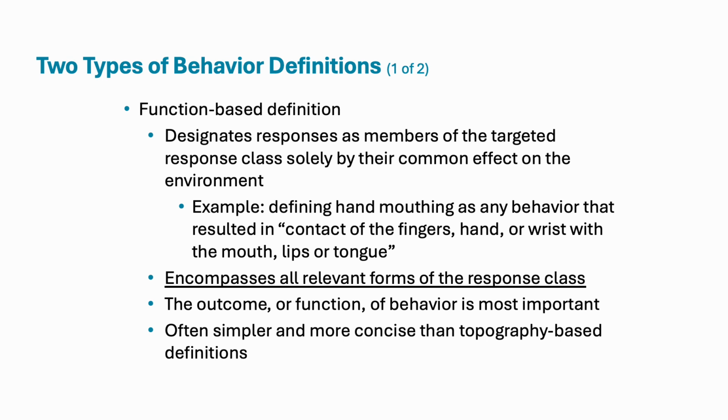Function-based definitions often tend to be simpler and more concise than topography-based definitions. Whenever possible, we try to define our behaviors using function-based definitions, but we don't always know the functions of behavior, and this makes it very difficult to use a function-based definition. So we then do rely on topography-based definitions. But really, the best way to define a behavior is to use a combination of the two. So we'll go over what a topography-based definition looks like now.